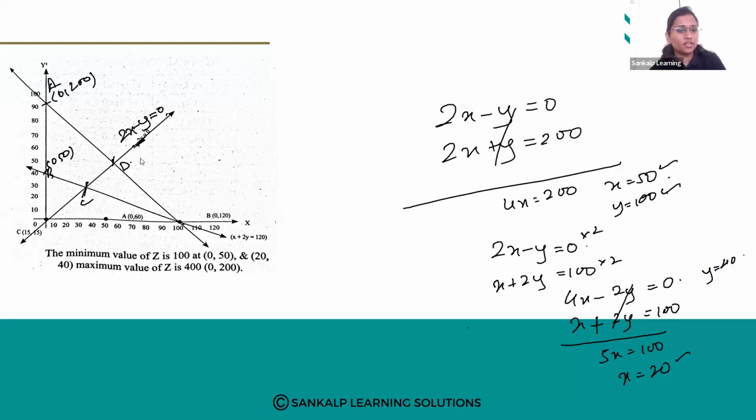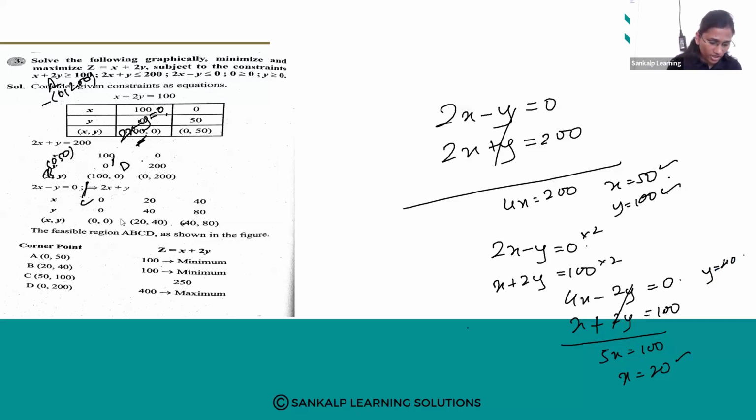So what are your corner points here? Here are your corner points: 0,50, 20,40, 50,100, 0,200. What is the objective function? x plus 2y. So 2 into 50 is 100. Here 20 plus 80 is 100. 50 plus 200 is 250. Then here 2 into 200 is 400. The question asks to maximize and minimize both. So the maximum value is 400 at the point 0,200 and the minimum value is 100 at all the points on the line joining the points 0,50 and 20,40. That should be the conclusion. Okay, so this much should be your conclusion.